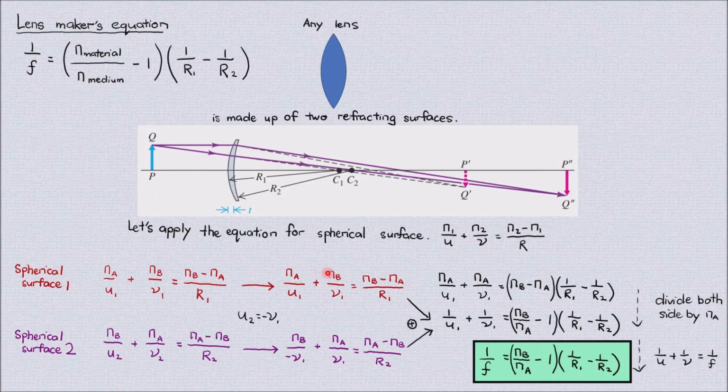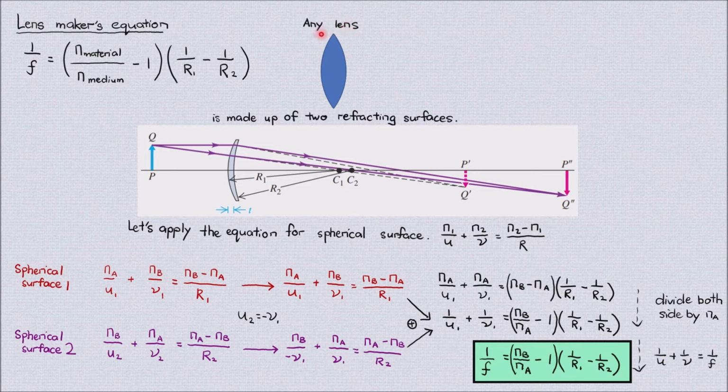In the previous video, you learned how to derive the lens maker equation by combining two equations for spherical surface, for each of the surfaces that you have for the lens. We mentioned that this equation is general for any kind of lenses that we will encounter. So now we'll double check whether it's true or not.